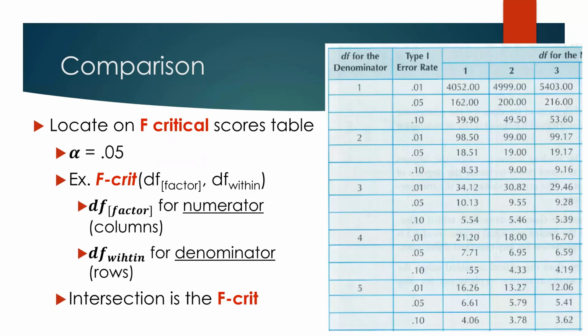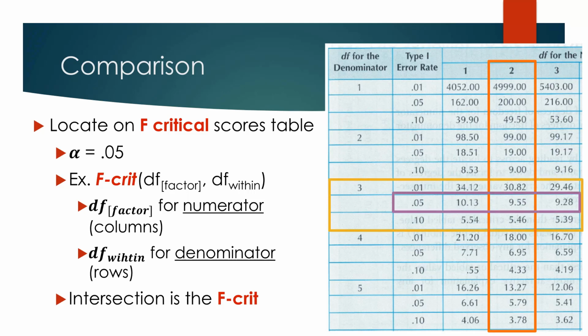Now, the way you locate it is the same way that you did on the one-way ANOVA. The DF between, which is the DF for each variable in the interaction, right? That's your numerator. DF within is the denominator as it was before.